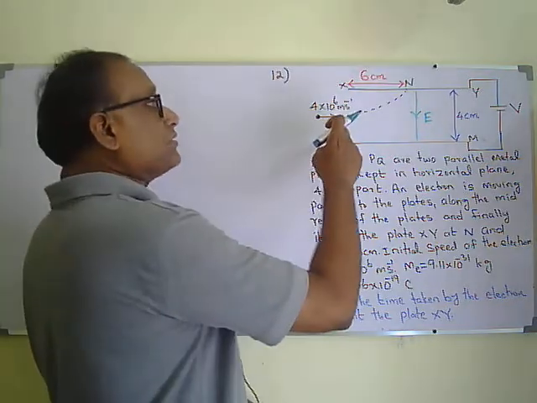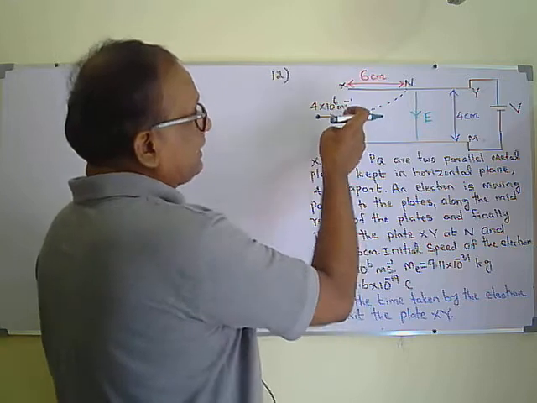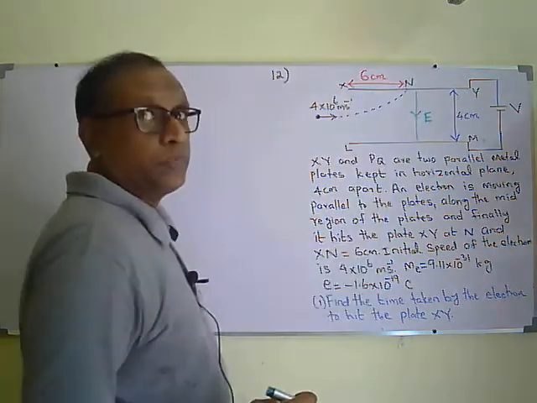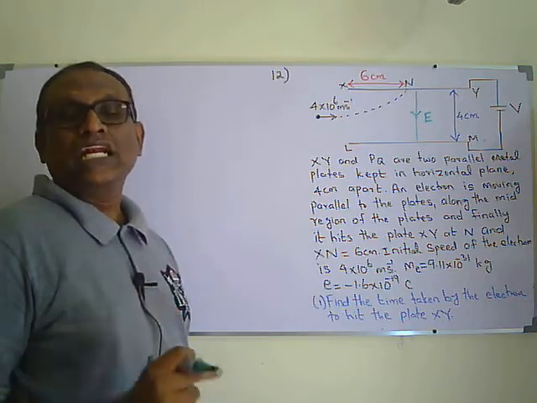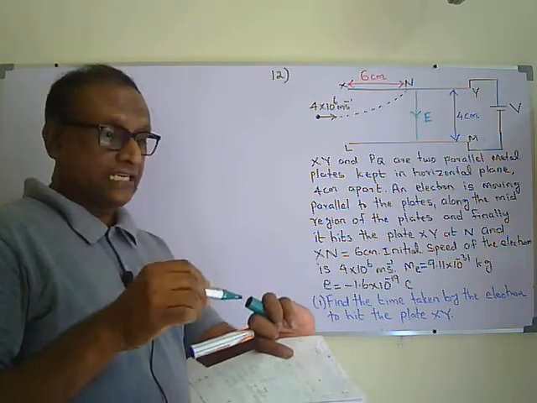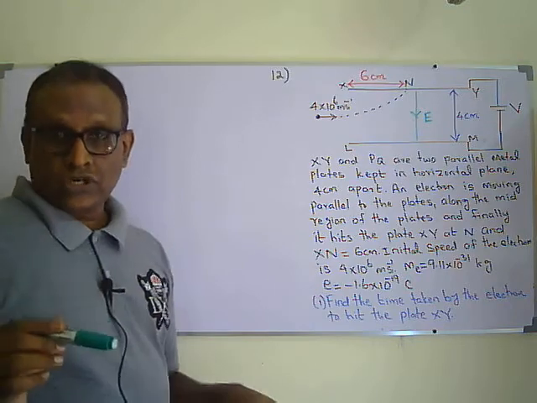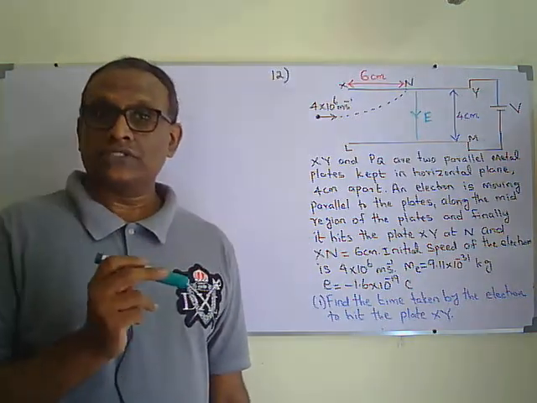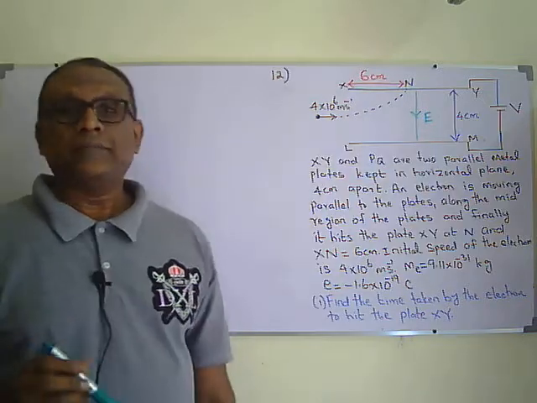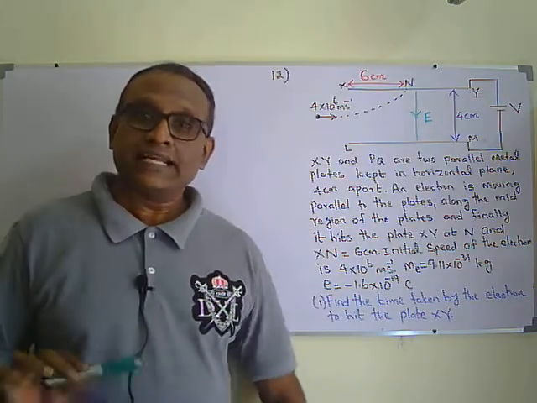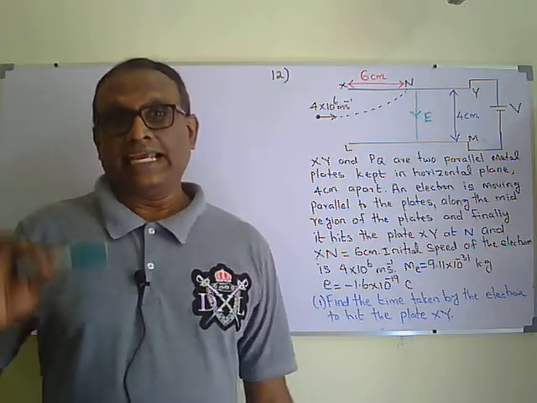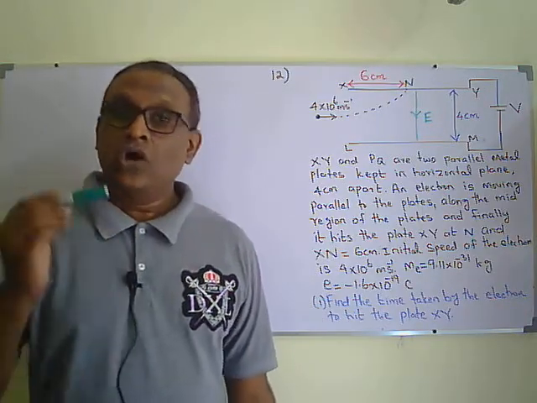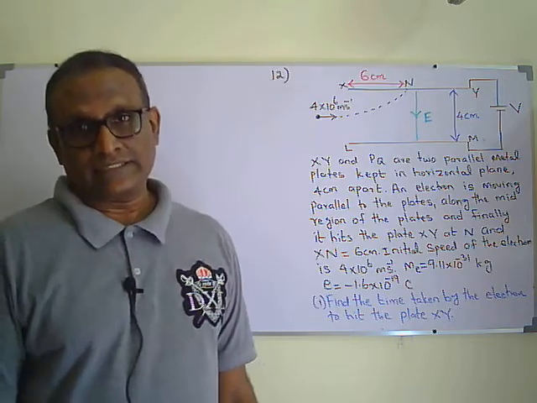So when an electron enters the region and moves until it reaches the point N, it will not experience any electrostatic force in the horizontal direction. So in the horizontal direction, there is no force. The velocity, 4 into 10 to the power minus 6, in the horizontal direction will not change. It will remain constant, and horizontally no force means horizontally no acceleration, right?